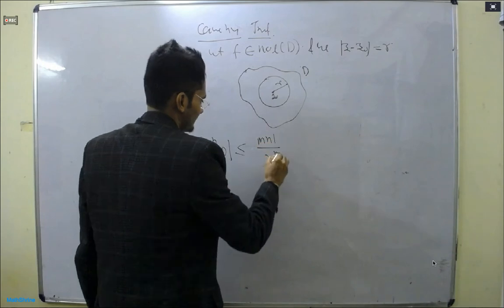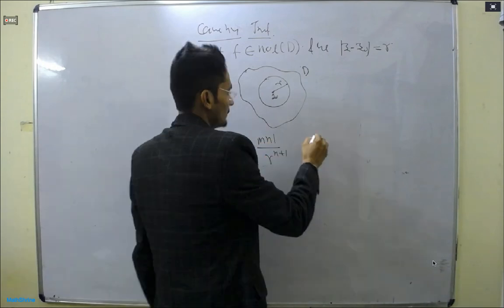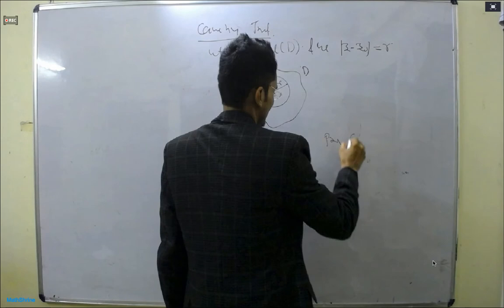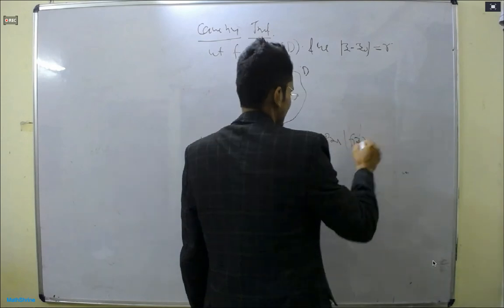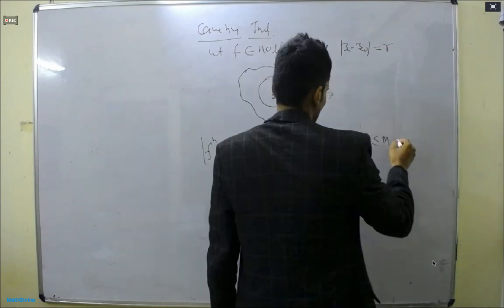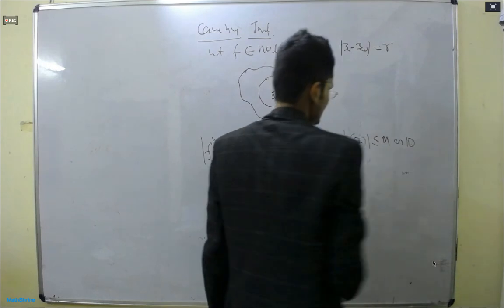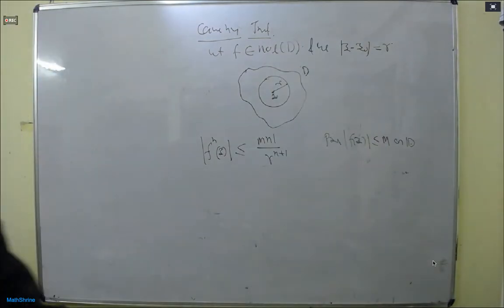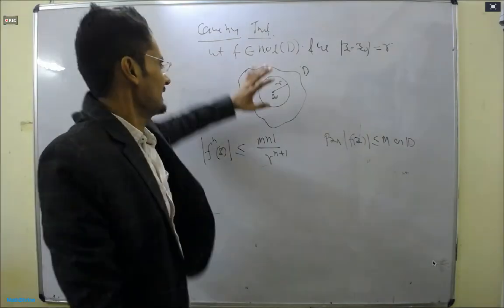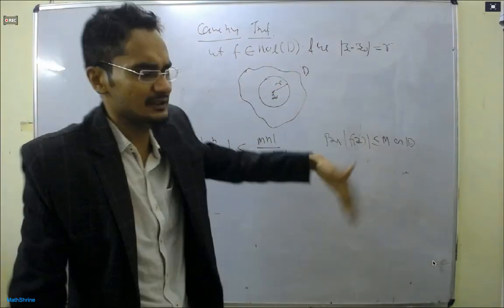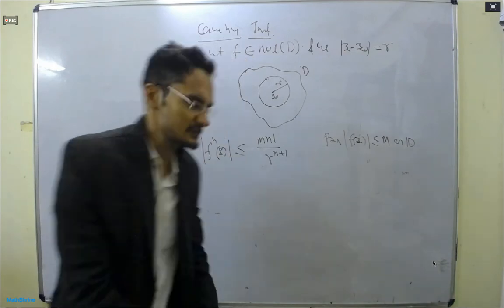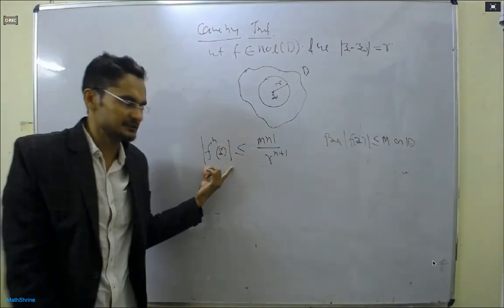Sometimes they can ask, so what is telling a bounded function on a domain D? Then the Cauchy inequality says this is nothing, we have some estimation. If the function is bounded, then we have a bound on its derivative. That's what it is, nothing more than that.